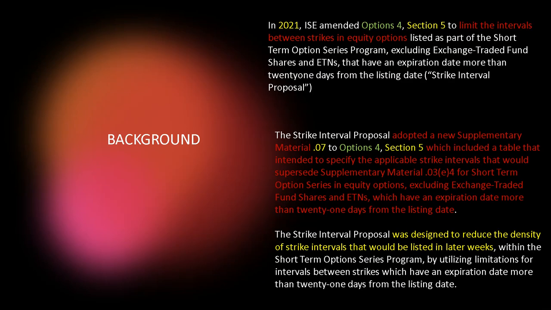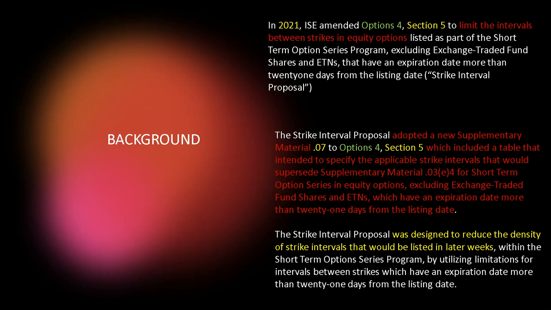In 2021, ISC amended options 4, section 5 to limit the intervals between strikes in equity options listed as part of the short-term options series program, excluding exchange-traded funds, shares, and ETNs, which stands for exchange-traded notes, that have an expiration date more than 21 days from the listing date, which was known as the strike interval proposal.